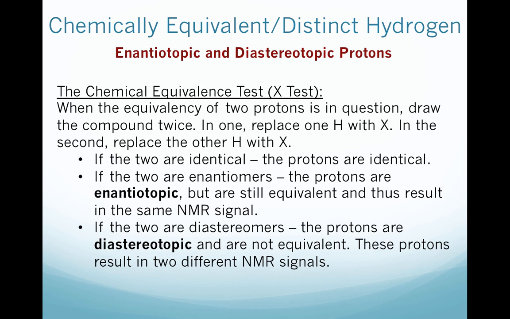If the two are identical, then those protons are identical and of course chemically equivalent. If the two compounds are enantiomers, those protons that we're looking at are said to be enantiotopic, but they are still chemically equivalent and result in the same NMR signal. And finally, if the two compounds are diastereomers, those protons are considered diastereotopic, and they're not equivalent, and they will give two different NMR signals.